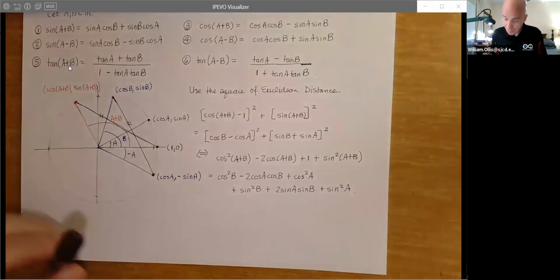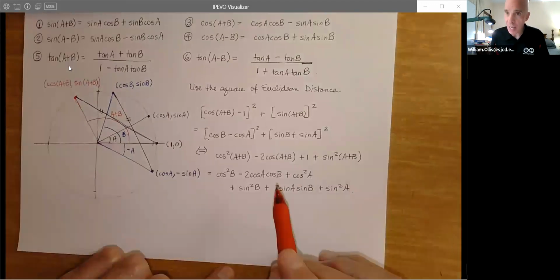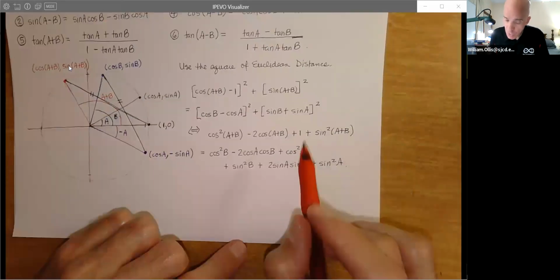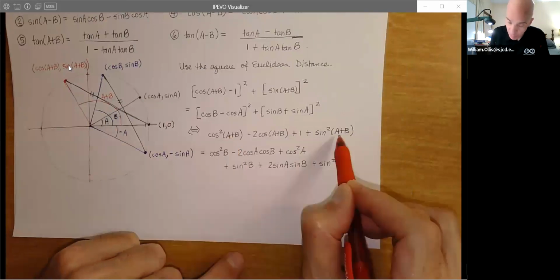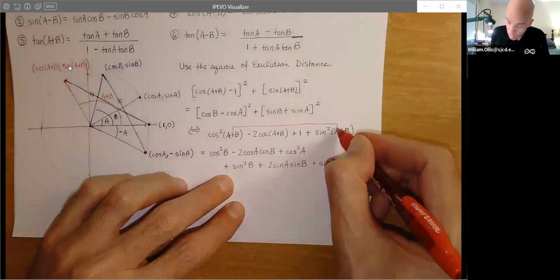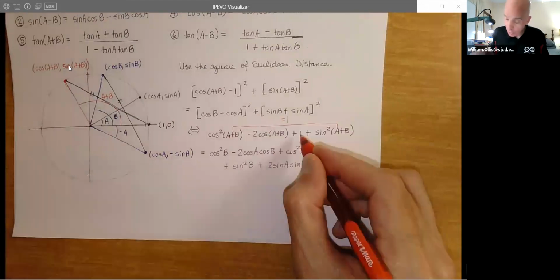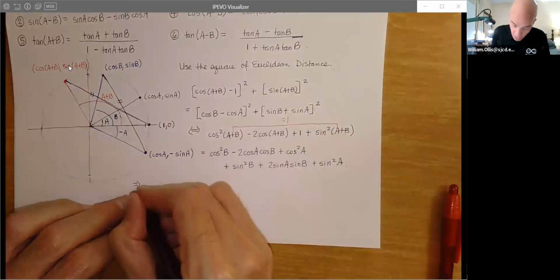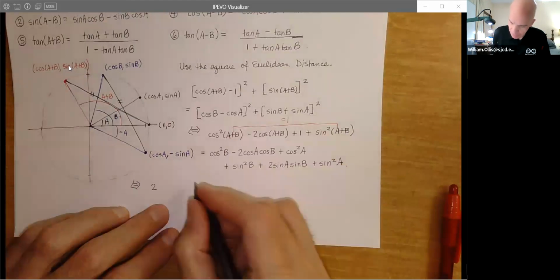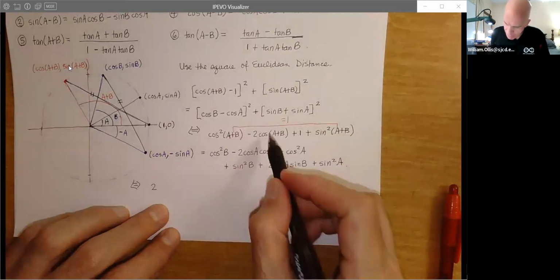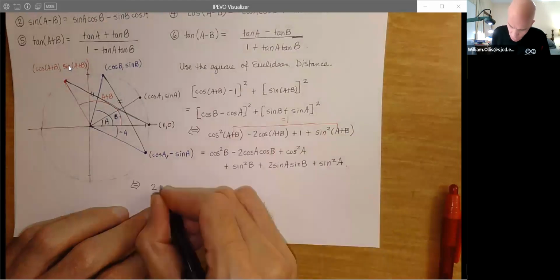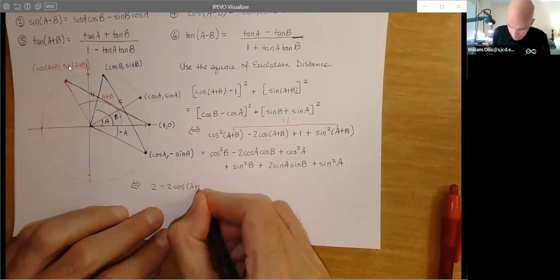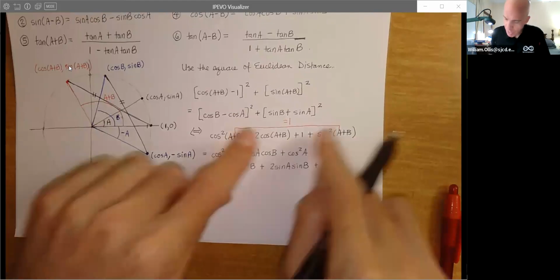So now what we can notice is that we get a lot of the Pythagorean identities from the fundamental identity. So the cosine squared and the sine squared with the same argument, that's 1. So that gives us a 1. And we already have a 1 here. So that will give us 1 plus 1. So equivalently, we have 2 minus, well, let me go up here. Yeah, we have 2 minus 2 cosine A plus B.